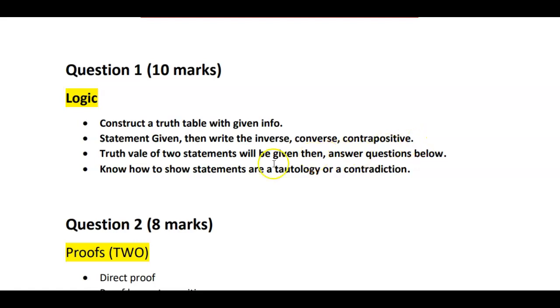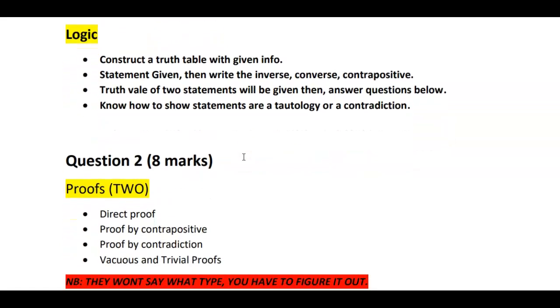The next one, truth value of two statements will be given. So they might say P implies Q is false. Then you know the only way that happens is when P is true and Q is false. So now when you answer questions like P or Q, you know what P's value is and you know what Q's value is, and then you make the decision. Then know how to show statements are tautology or contradiction. Remember, tautology is when your statement is all true: true, true, true, true. Contradiction is all false. So you must know how to show that using a truth table.